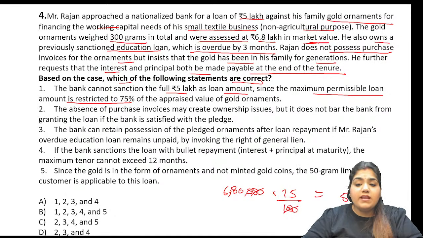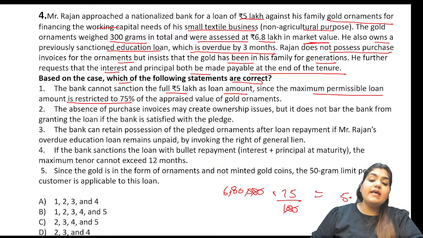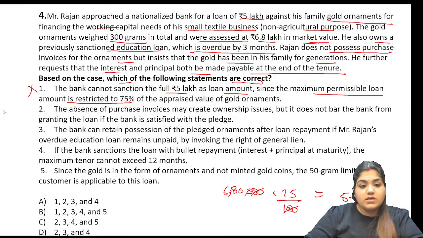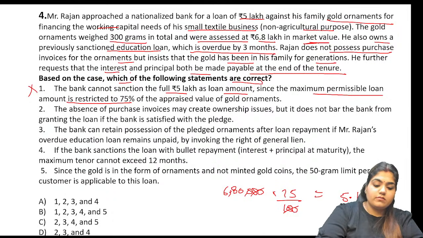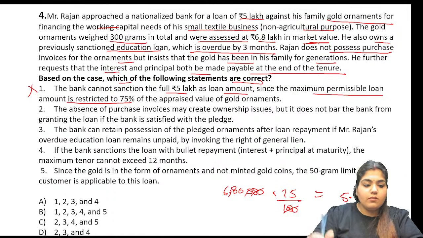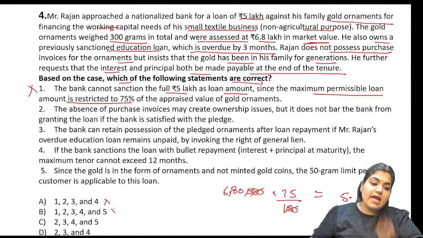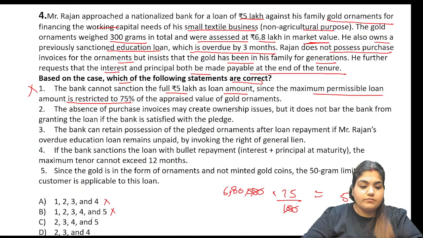5 lakh is within the limit, but anything above 5.1 lakh will be a breach. So the bank cannot sanction the full 5 lakh loan since the maximum permissible limit is 75%. Bank can give 5 lakh. Statement number 1 is incorrect. The moment 1 is incorrect, we eliminate A and B.